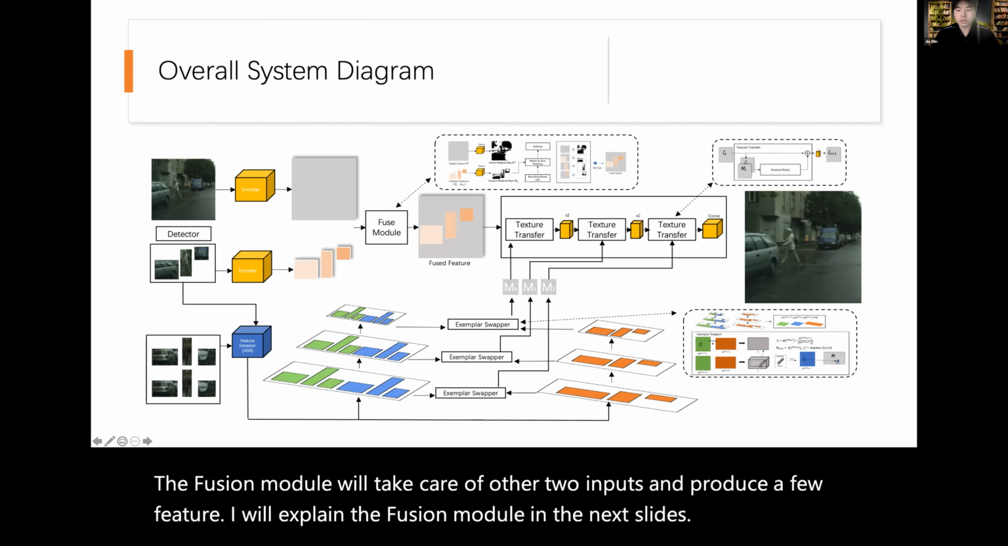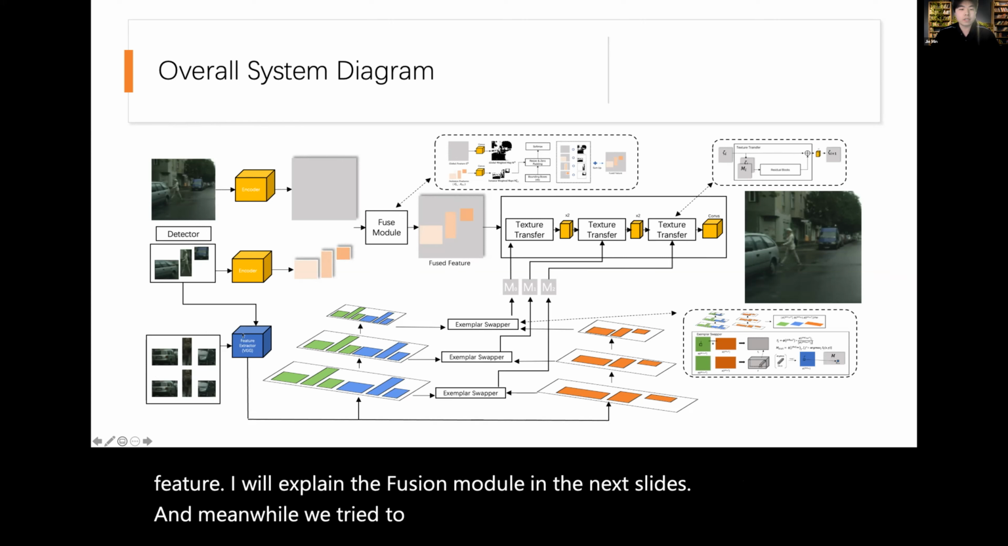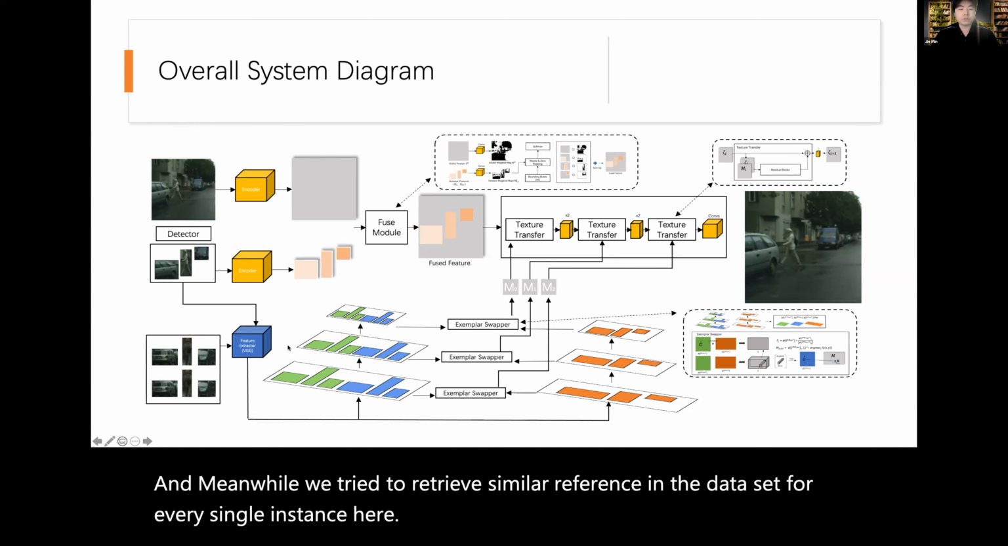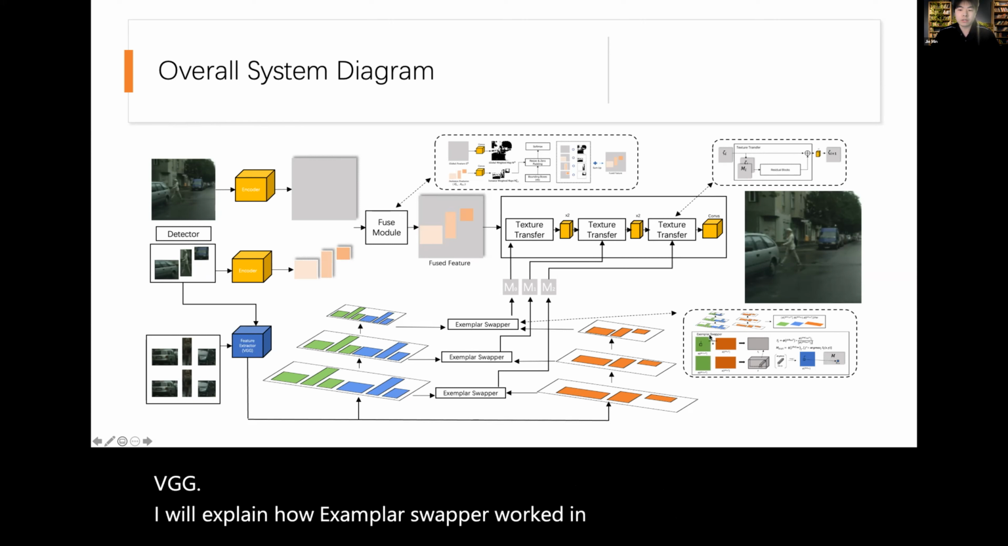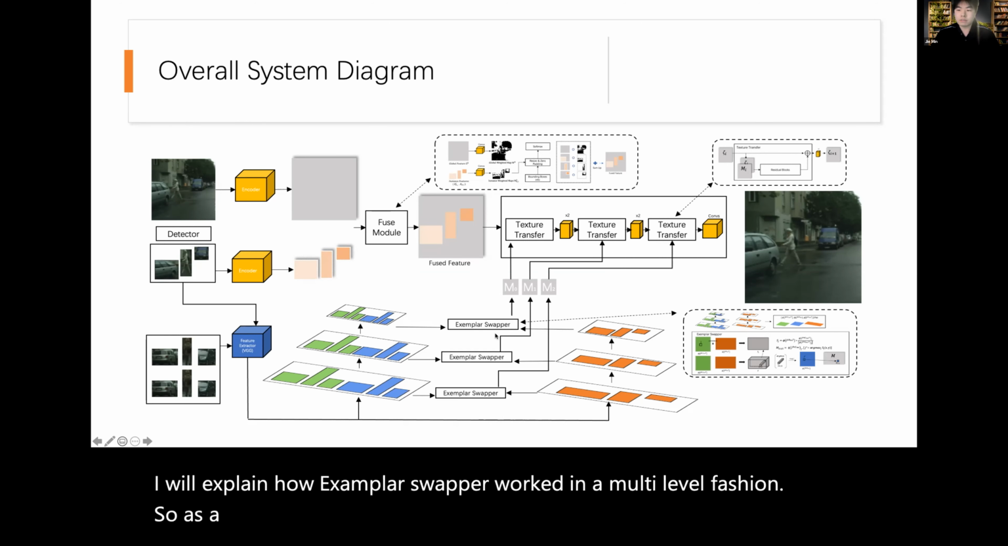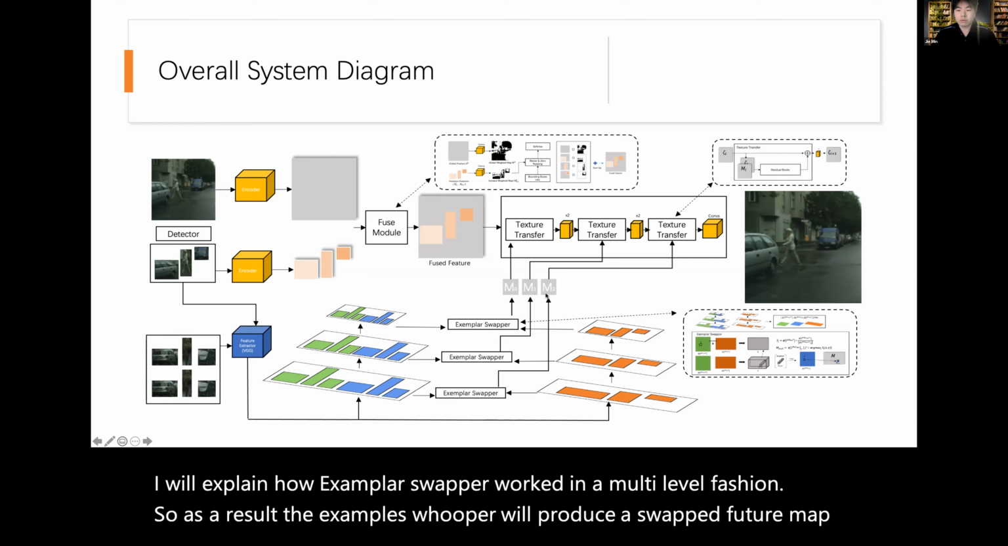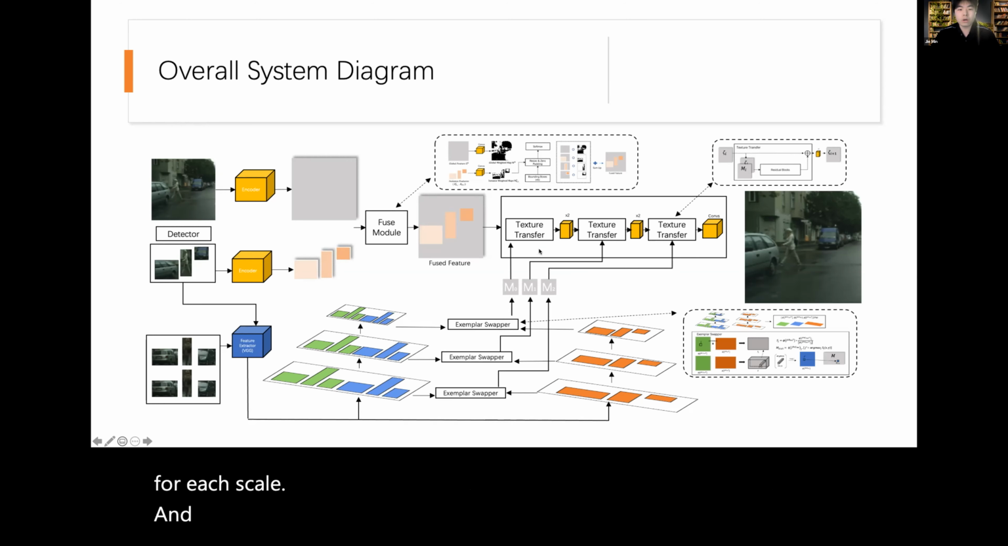Meanwhile, we try to retrieve a similar reference in the data set for every single instance here and send them to a feature extractor. Here we use a pre-trained VGG. I will explain how the exemplar swapper works in a multi-level fashion. As a result, the exemplar swapper will produce a swapped feature map M for each scale. The texture transfer module will take advantage of this additional learned feature. I will explain the texture transfer module in detail in section three.